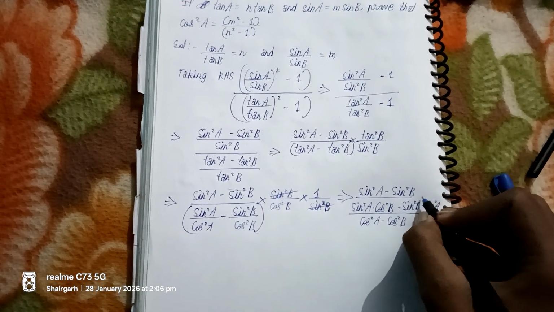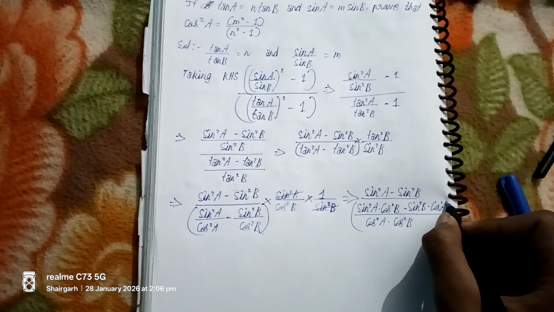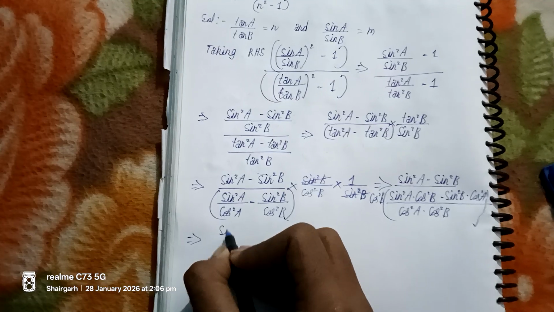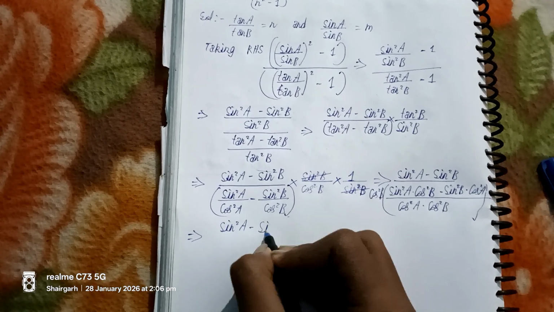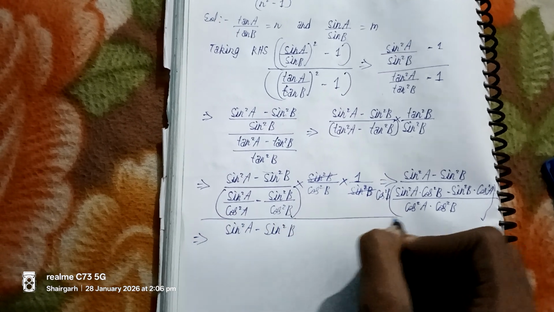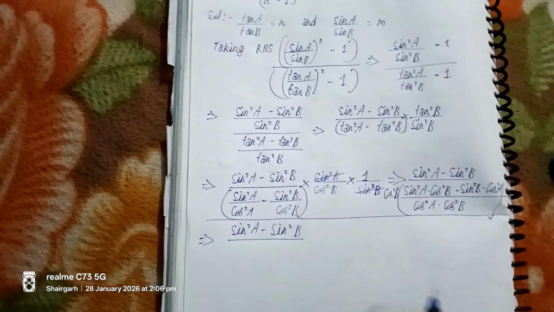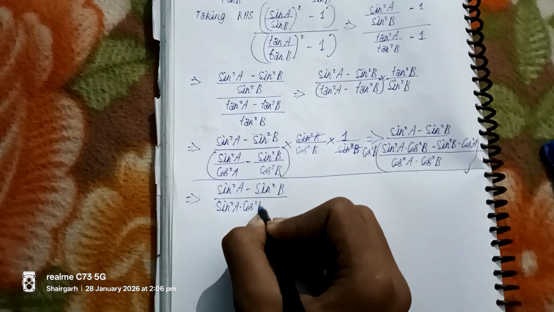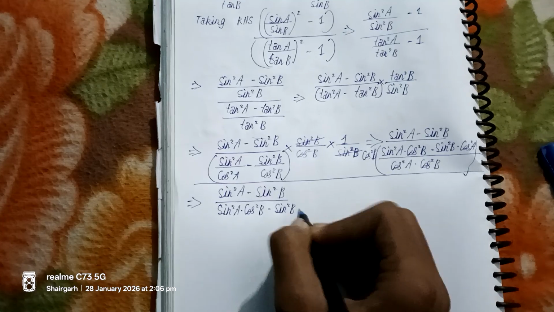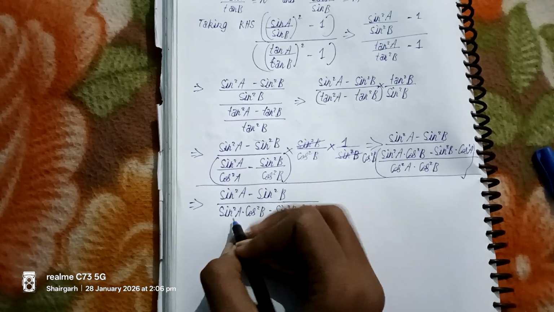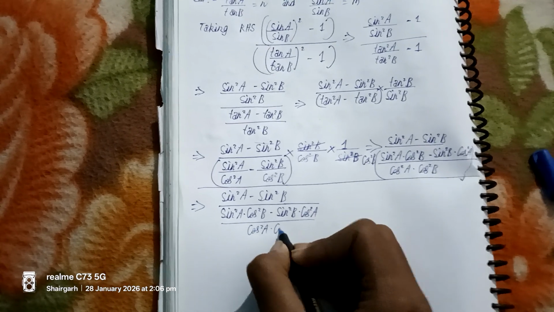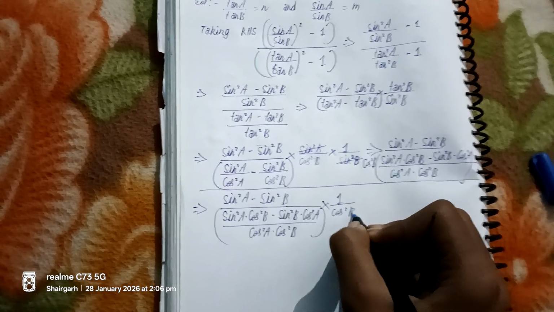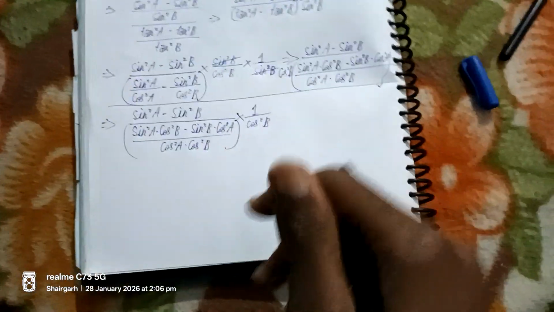Although we have this cos also, so we can write here cos square B. The next step will be sin square A minus sin square B in the numerator, and in the denominator we will have sin square A cos square B minus sin square B cos square A, over cos square A into cos square B, and into 1 upon cos square B, which is this one here. So it looks pretty good.